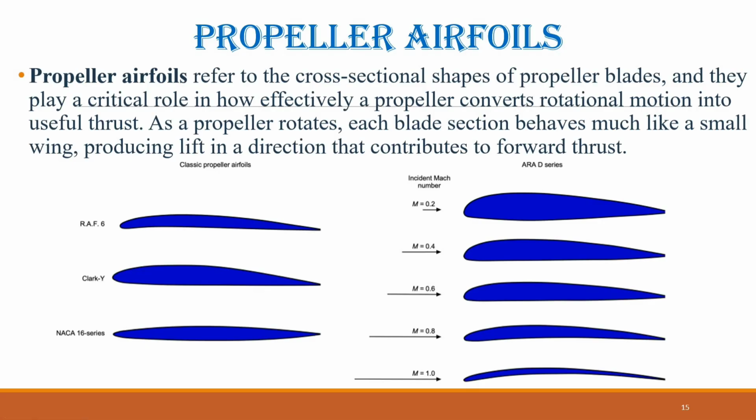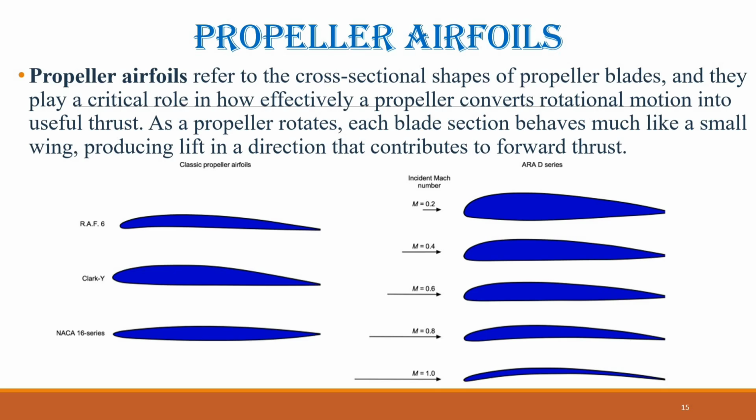At very high Mach numbers, such as a local Mach number of 1.0, the ARA-D airfoil becomes extremely thin, with a thickness to chord ratio of only 3%, while still maintaining a modest camber of about 5%. In all cases, the trailing edge of the airfoil is intentionally made blunt to accommodate manufacturing constraints.